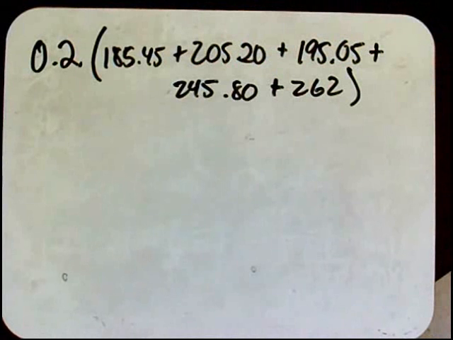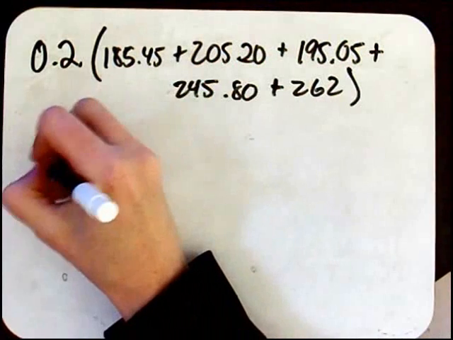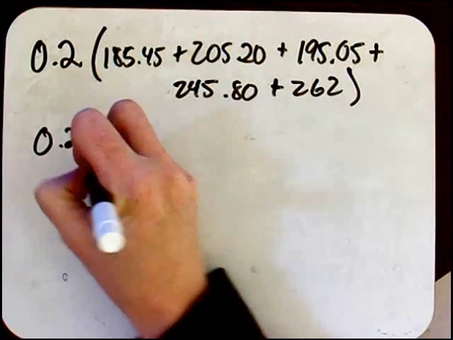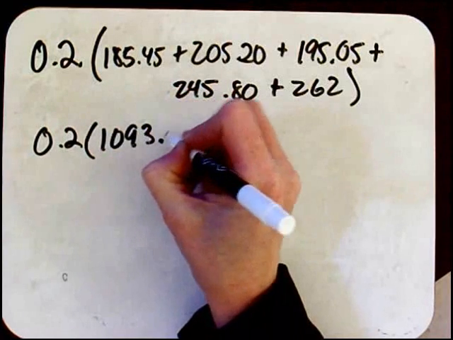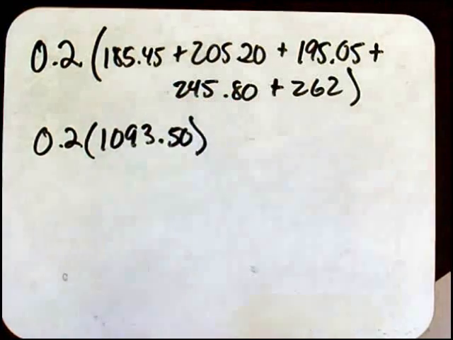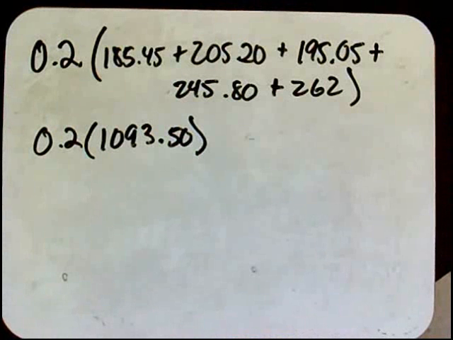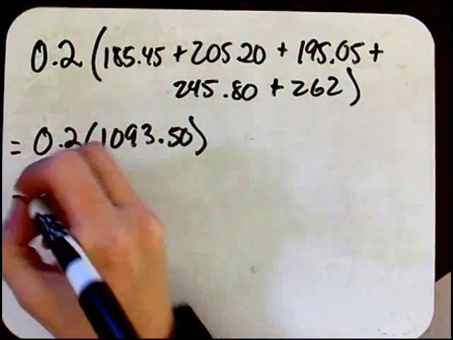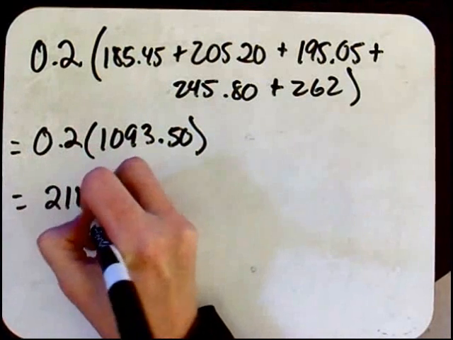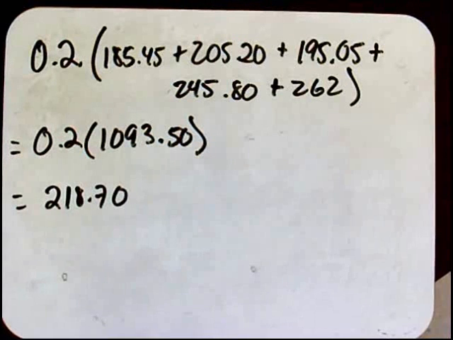distribute that 0.2. So when we add them up, we get 0.2, open parentheses, 1,093.50. And then you multiply it by 0.2. And you get the same answer, $218.70. So it's the same answer. Both methods will result in getting the correct answer. You can do it either way.